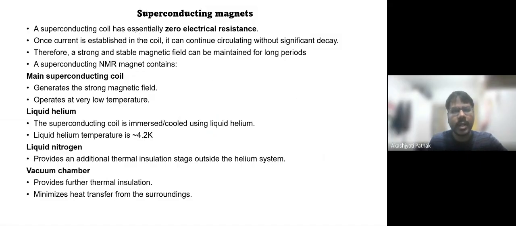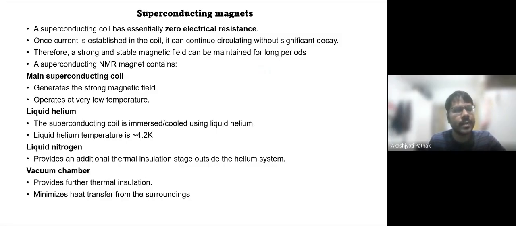So a superconducting coil has essentially zero electrical resistance. Because it has zero electrical resistance, now we can pass very high electric currents. So once current is established in the coil, it can continue circulating without significant decay. Therefore, a strong and stable magnetic field can be maintained for long periods. So the advantage of using superconducting magnets over an electromagnet is that we can maintain homogeneous, strong magnetic fields for very long periods.